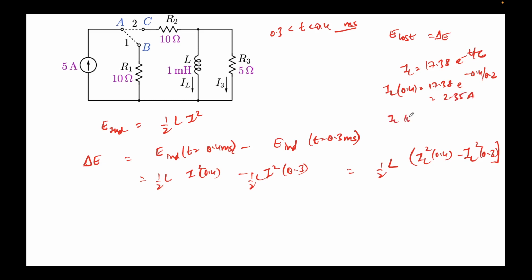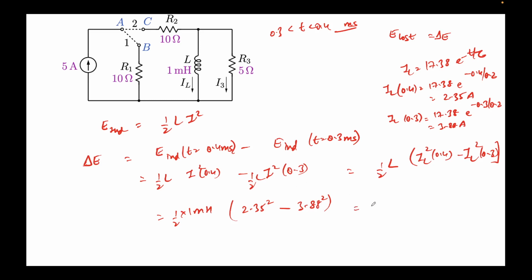And IL at 0.3, we had calculated this if I remember, but let's do it using this formula. Minus 0.3 by 0.2. So if I replace it by 0.3, this is coming out to be 3.88. We also saw this value earlier, 3.88. So I'll simply put these values here into 1 millihenry times IL times 0.4. So that's 2.35 squared minus 3.88 squared, right?